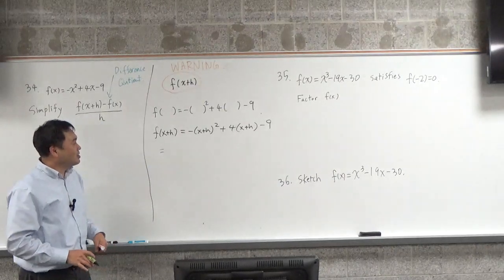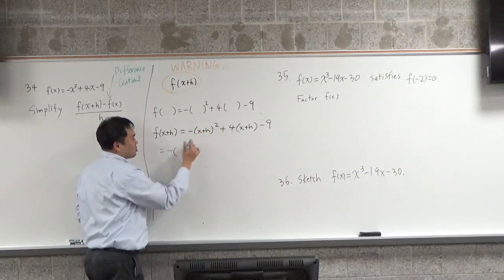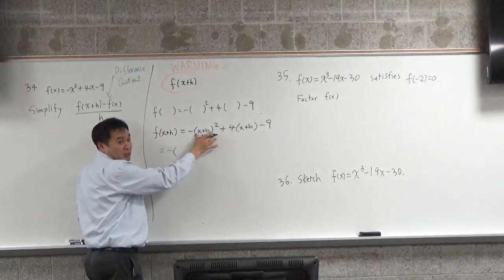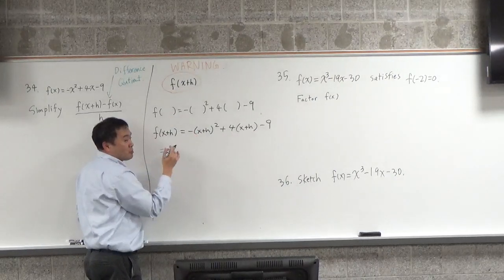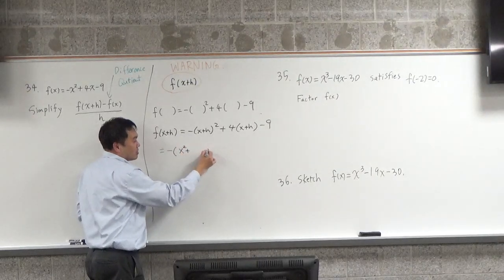Okay. All right. So let's see. You have x plus h squared. What is that? You can write this as x plus h times x plus h in FOIL, but a better way is to know that it's x squared and then h squared.